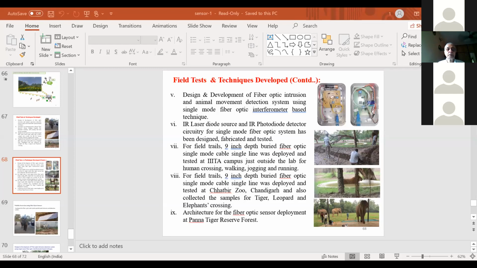So we are now working on the pressure and temperature as well. So hopefully 6 months, 9 months down the line, we will be having our own Make in India system for this. Very good, sir. Best of luck to you. Thank you very much.